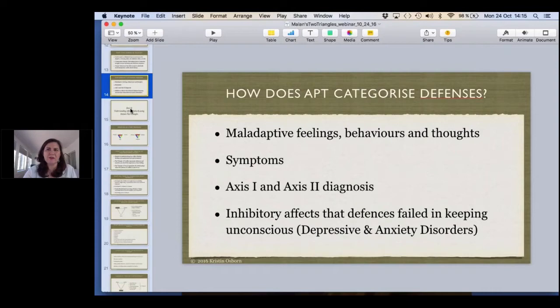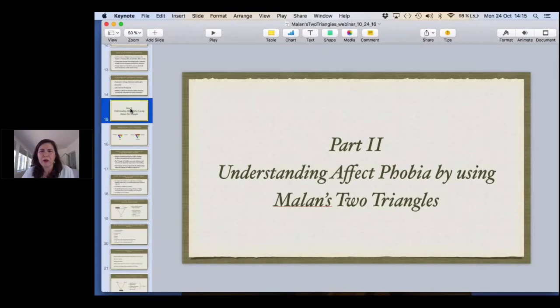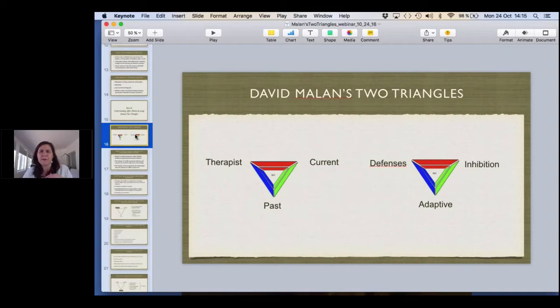So the next part of our webinar today is understanding affect phobia by using Malan's two triangles. And this is really going to help everything that I've just talked about today come more to life. So the first thing to look at is David Malan's two triangles. And if there's anything that you need to know in APT, it's the two triangles.